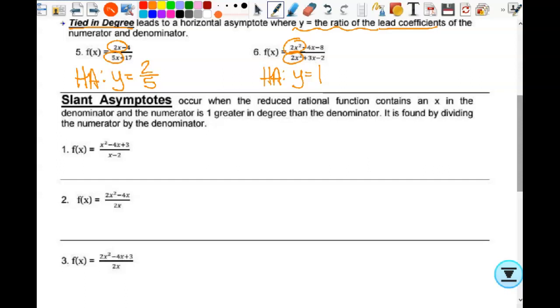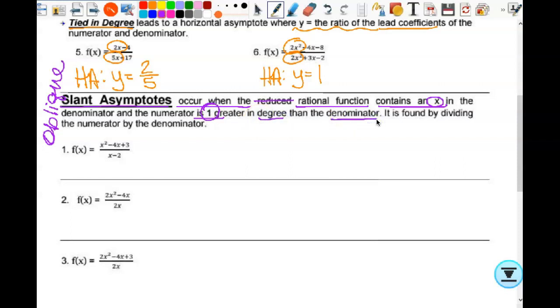Okay? All right, slant asymptotes. Slant asymptotes, which also could be called oblique, O-B-L-I-Q-U-E. They occur when, and we're going to pick out the word reduced, the rational function contains an x in the denominator, and the numerator is 1 greater in degree than the denominator.